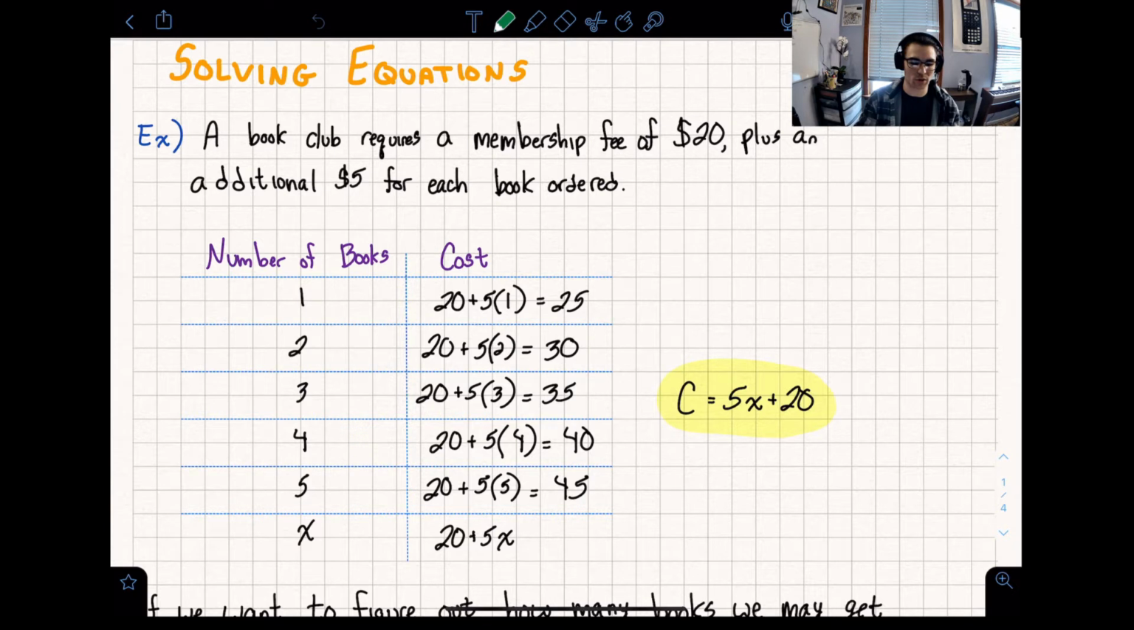Today we are going to be talking about solving equations. We are going to get into the bread and butter of algebra, which is solving for our unknown variable x. Alright, let's dive right in.